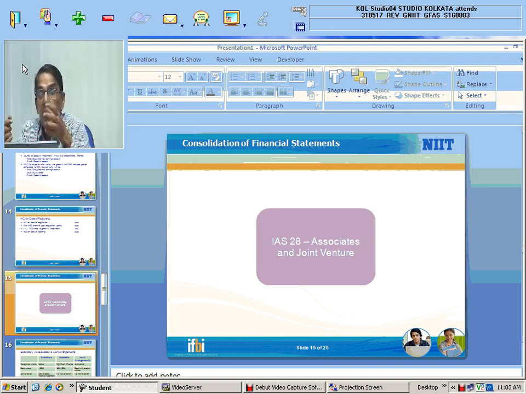If a company A has an associate company B, then company A will prepare its own financial statements separately, and B will prepare its own financial statements. A need not prepare consolidated financial statements incorporating the financial statements of its own and that of B. So here the guidance will be provided under IAS 28.